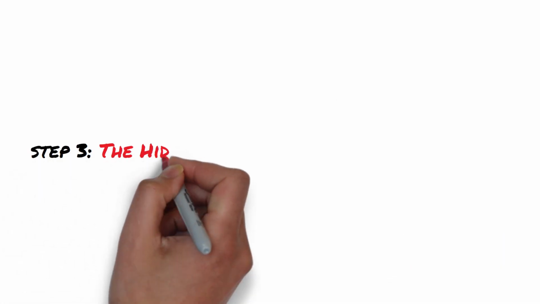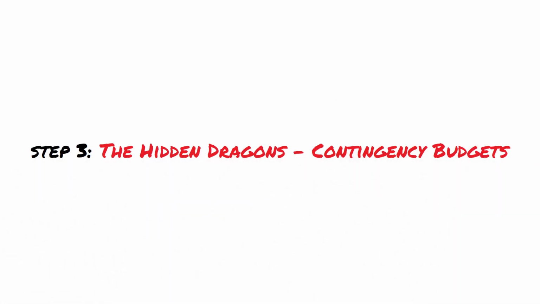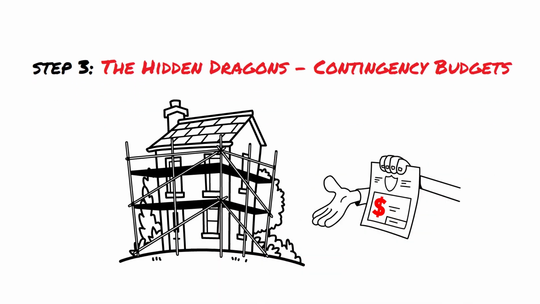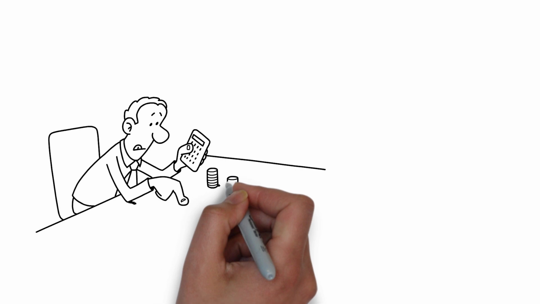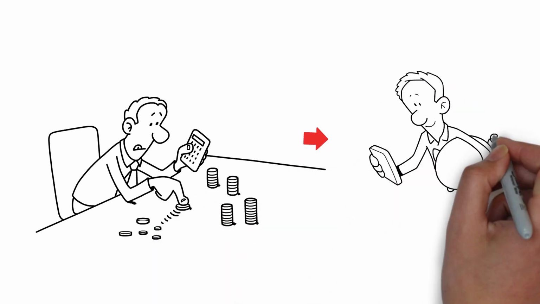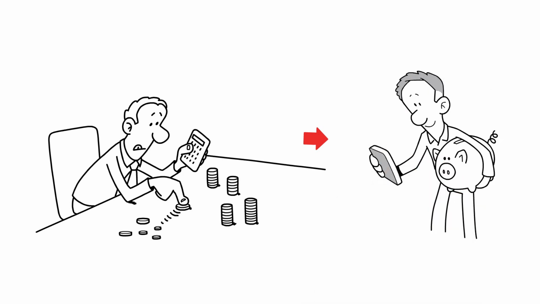Step 3. The hidden dragons. Contingency budgets. The hidden dragons of renovation. Unexpected surprises that can throw your budget off balance. Prepare for these with a contingency budget, your secret weapon against unforeseen challenges.